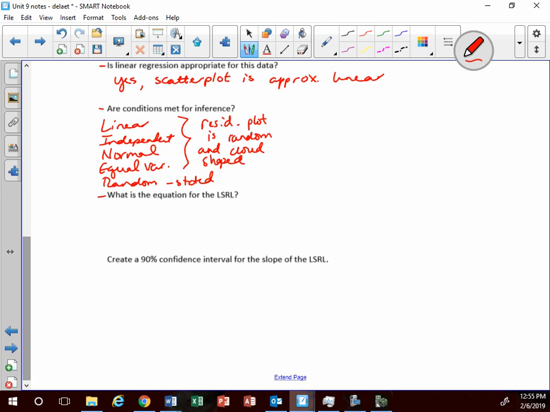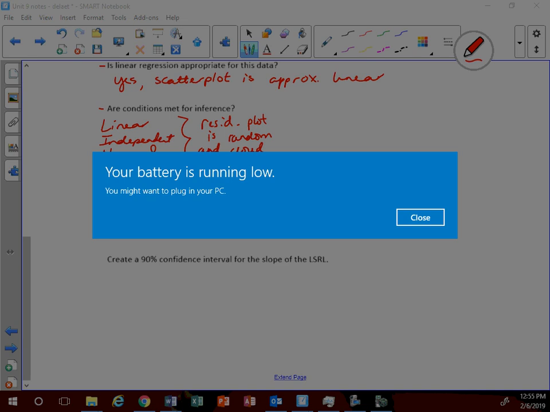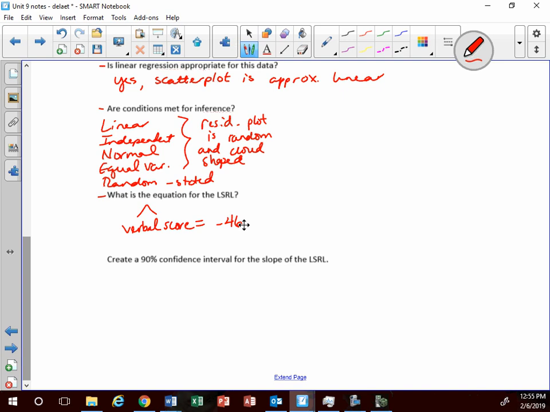All right, and then your equation, you should have had predicted verbal score equals negative 46.42 plus 1.16 math score. Do you agree with my numbers? Okay, so is everybody all right to that point? Again, do the context when you are doing your equation for the regression.